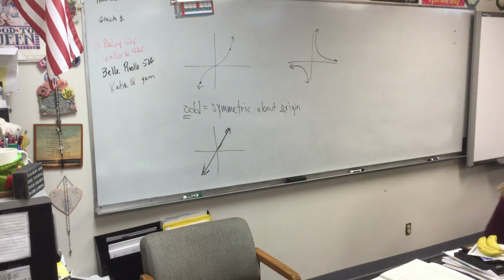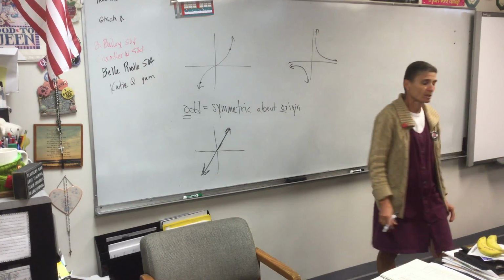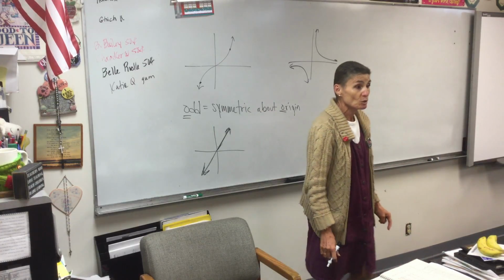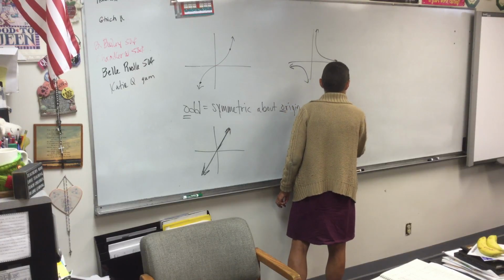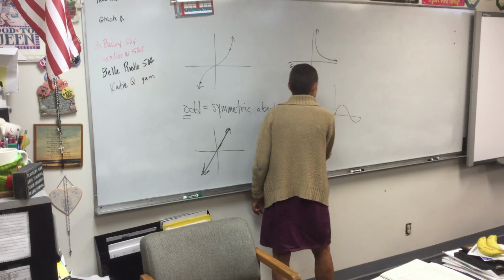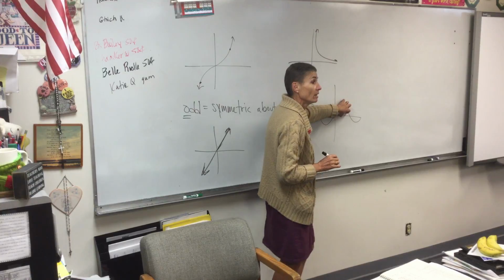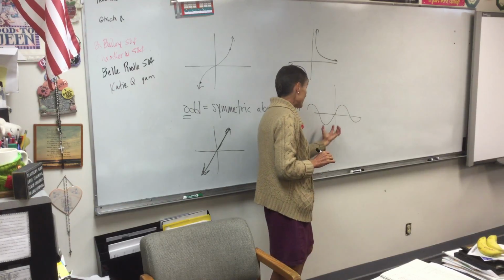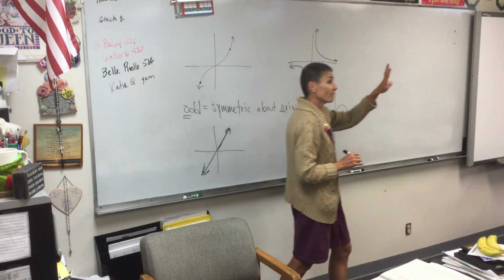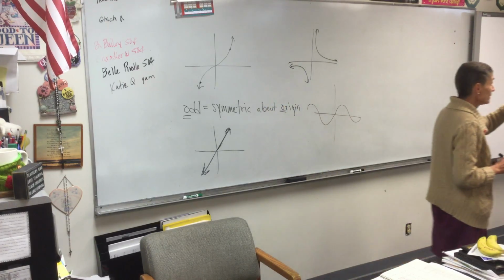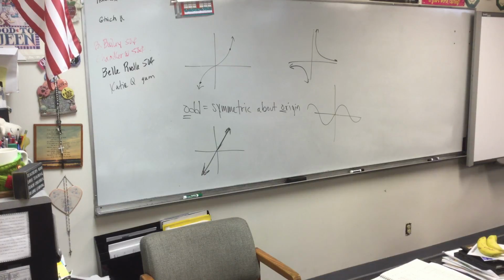Greatest integer. No. The dots aren't in the right spots. The open dots and closed dots. That's a tricky one. I hate that function. Which one? Sine. The sine function is odd. Because if you took this hill and flipped it, it would become this valley. So the four functions that are odd are cube, identity, sine, and reciprocal.